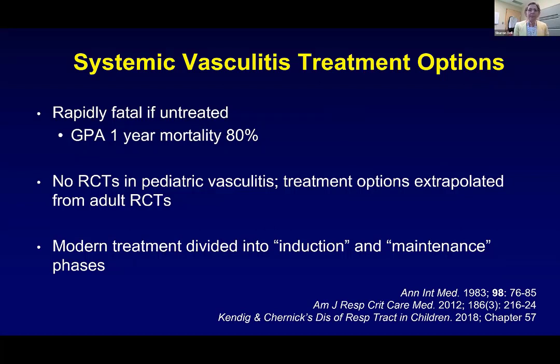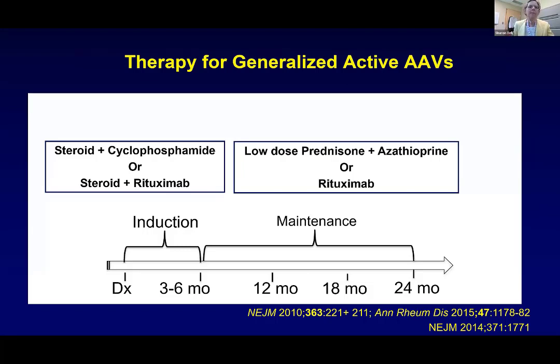And the other issue is that because these diseases are rare in pediatrics, our treatment options are extrapolated from adult randomized controlled trials. But for those of you who've done any rheumatology training, you know that modern treatment of rheumatological conditions and oncology conditions are divided into induction and maintenance phases. And I think it's very helpful to think about even conditions like IPC in that same manner.